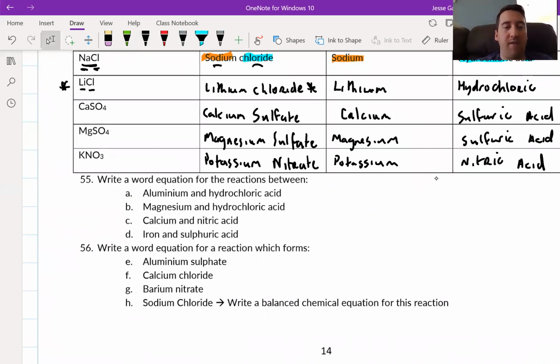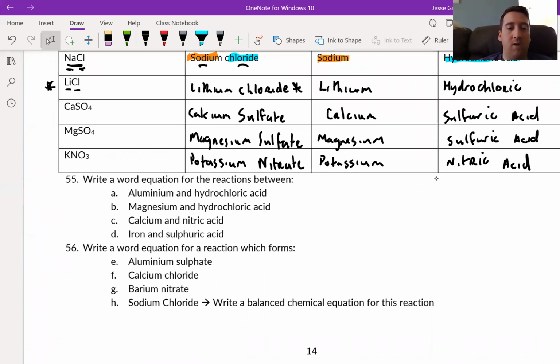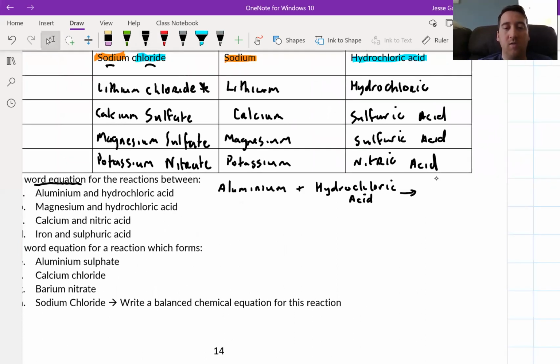So let's have a look at 55. I will do A with you and we'll do them together. So first of all, we're writing a word equation. Now we should know what a word equation is from back when we were doing chemical reactions. It looks something like this. We write the name aluminium, reacts to give. So this arrow means produces, so turns into.